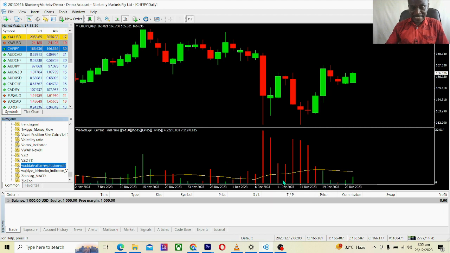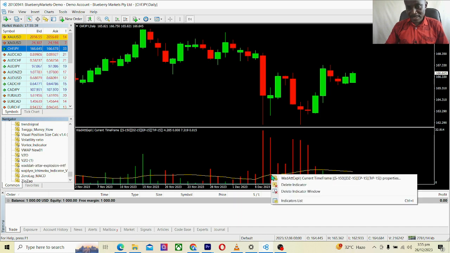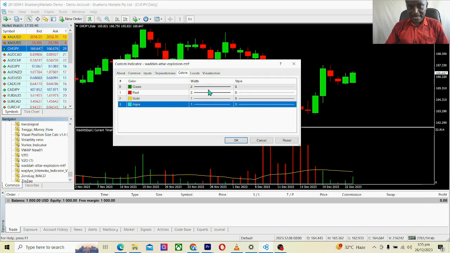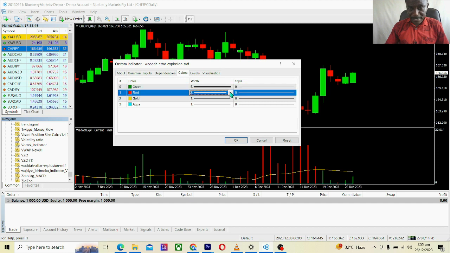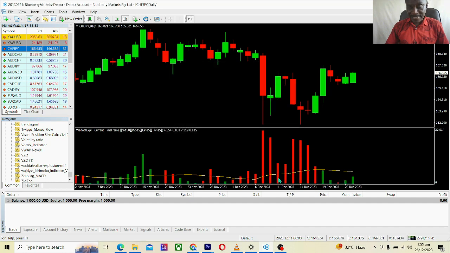So this is the indicator, the volume indicator, the Waddah Attar indicator. But like I said, the lines are so thin for me, so I go back and make them bigger. I make the width 5. The red I make 5 as well, to make it a little bigger, so I can see it so well.